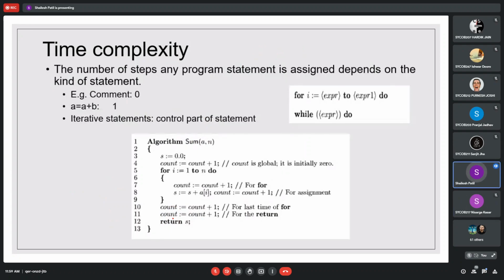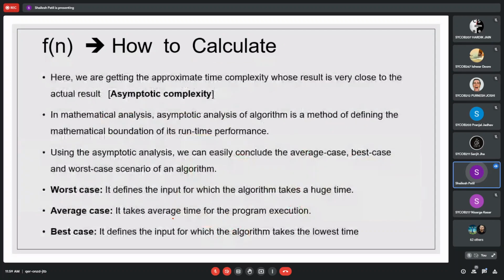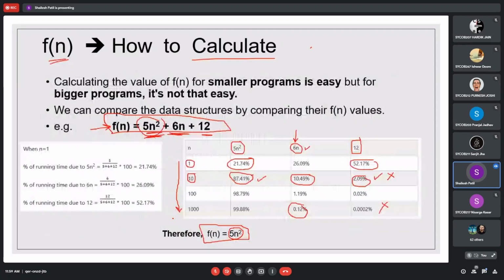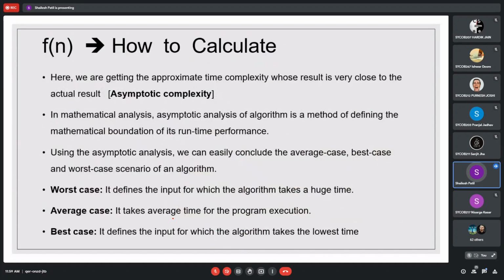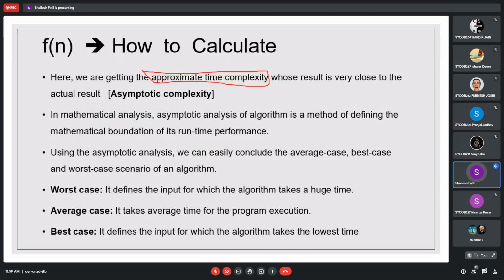Likewise, you have to focus on this. For this f of n we have seen it is 5n square. Here we are getting the approximate time complexity. We are not saying it is the actual time complexity because we are ignoring the constants. We are interested in an approximate time complexity whose result is very close to the actual result. This is called an asymptotic complexity.